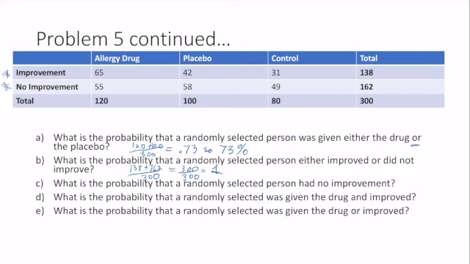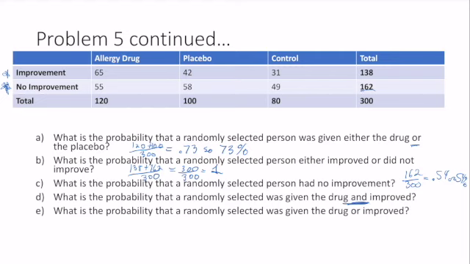Okay? What's the probability that a randomly selected person had no improvement? Well, those who did not improve are in this row right here, and that's going to be 162. So 162 out of 300 did not improve, and like I said before, you can leave this as a fraction or write it as a decimal or as a percentage. I don't care.